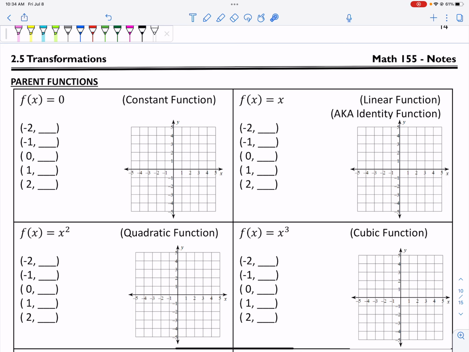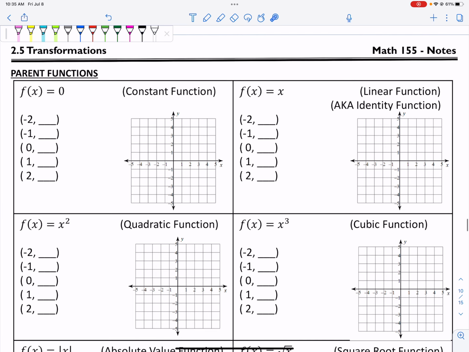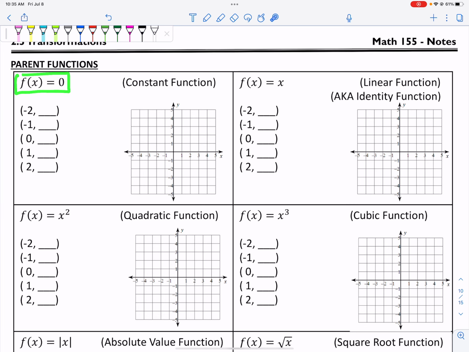All right, so let's start off with graphing the constant function f of x equals 0. f of x is the same thing as y, so let's write y equals 0. This means all the values of y are going to be 0, regardless of what x is. We're going to pick some x values to find the y values. Preferably, we want to pick some negative values, a 0, and some positive values.